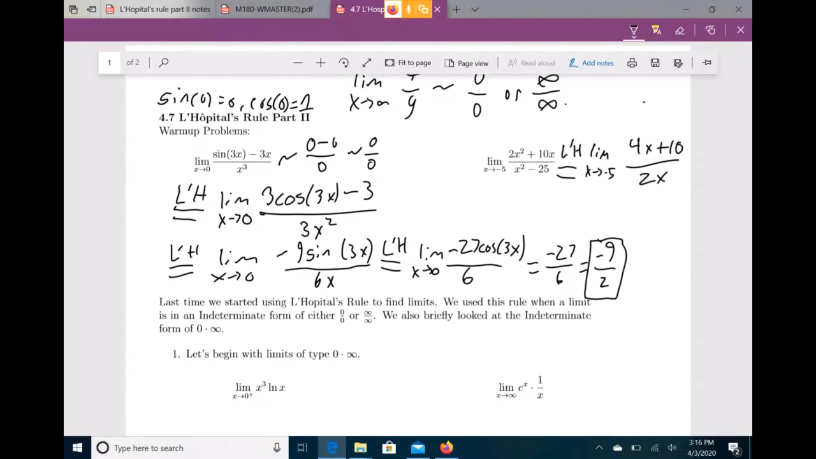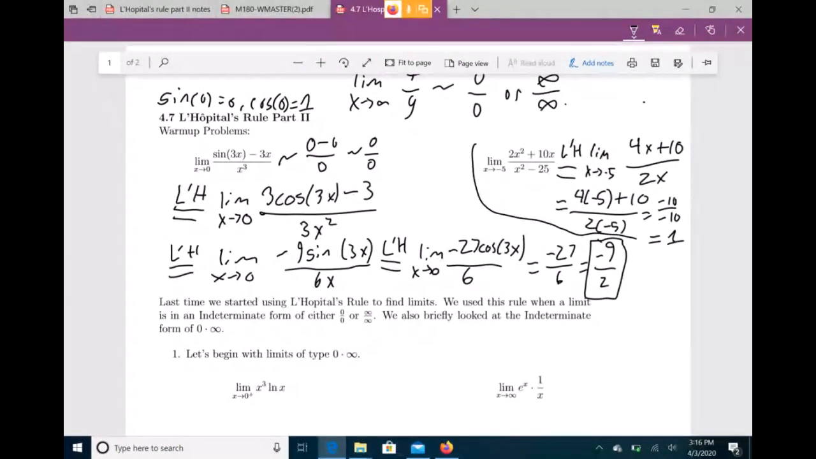Now we can really just plug in negative 5. And you get 4 times negative 5 plus 10 divided by 2 times negative 5. So the numerator is negative 20 plus 10, which is negative 10. The denominator is also negative 10. So you end up getting just 1.